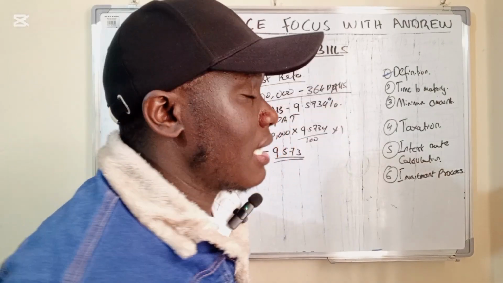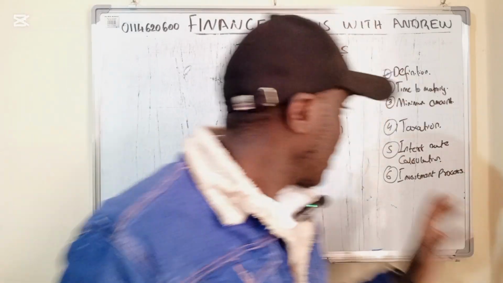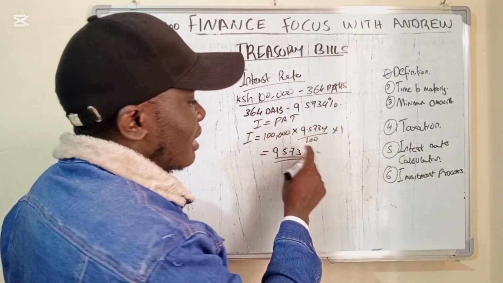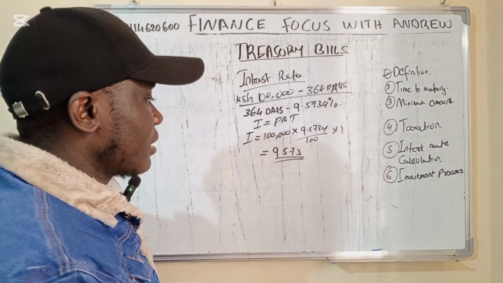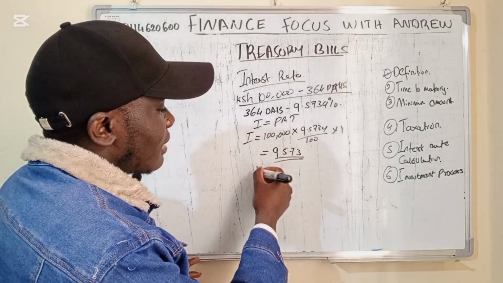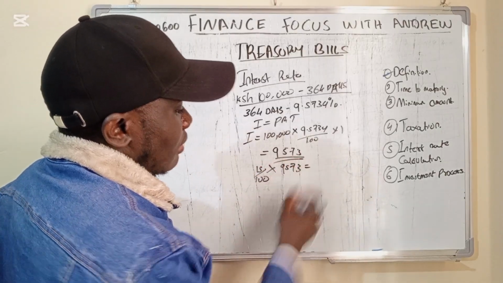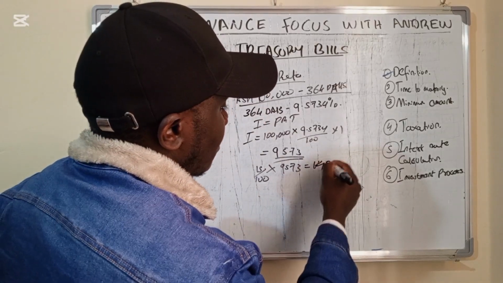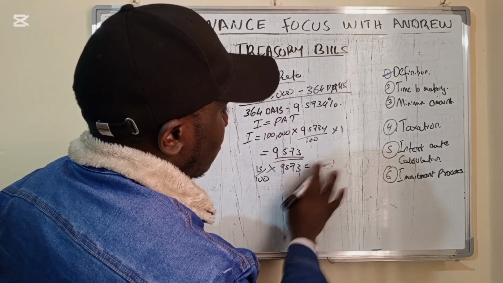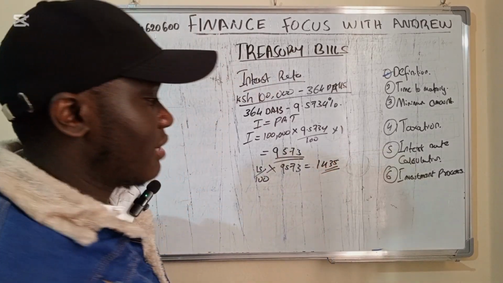But remember we said that treasury bills are subject to withholding tax. So 15% out of this amount does not belong to you. It belongs to KRA. Now 15% times 95.73, I believe that comes to 14.35.